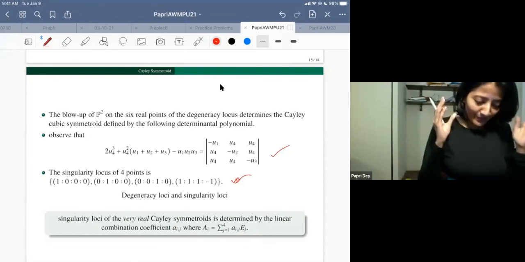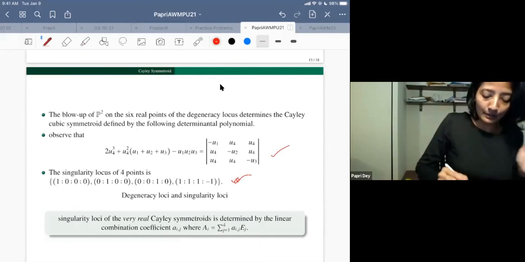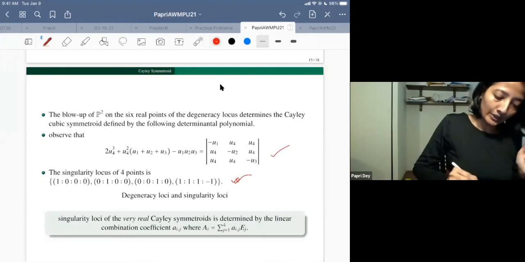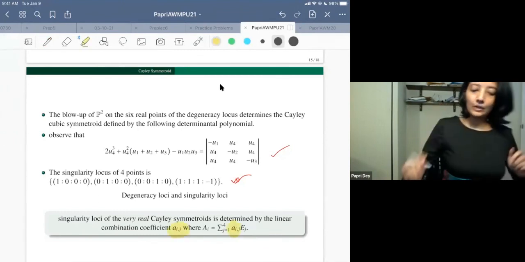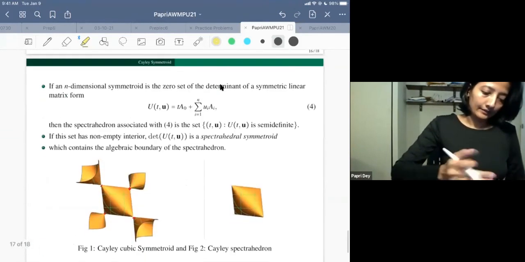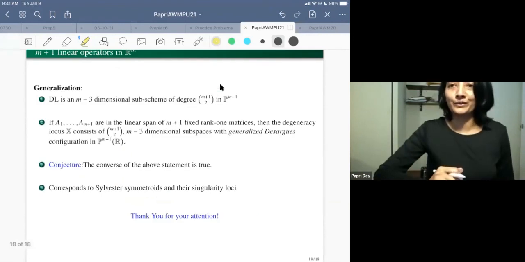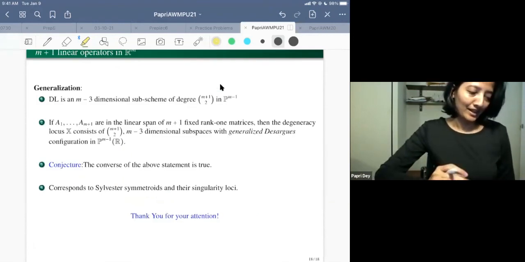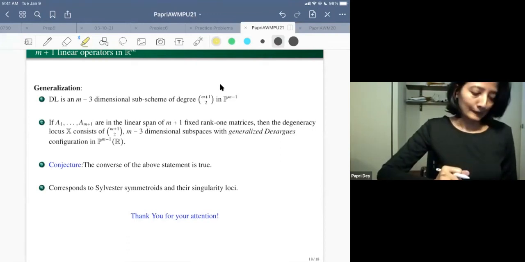Now, the upshot is that the singularity loci of the very real Cayley symmetroids are determined by the linear combination of the A_ij, where A_ij is this linear combination of rank 1 matrices. And here, yeah, maybe I'll stop here. I'll not go through this generalization part.